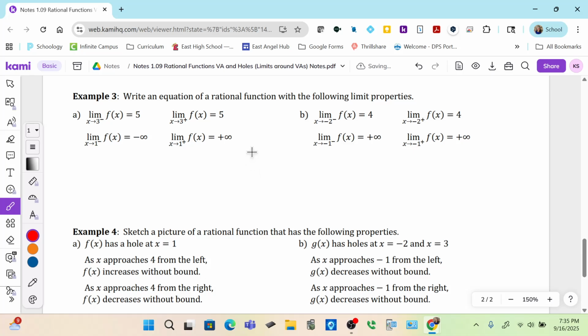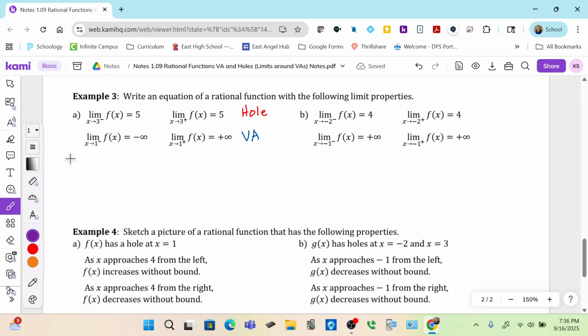So I'm going to write an equation of a rational function with the following limit properties. So our first limit statements, you'll notice, are as x approaches 3 from the left, 3 from the right. They have the same value. So that tells me I have a hole at x equals 3. The two statements below, as I approach 1 from the left and 1 from the right, are approaching negative infinity and positive infinity. So that's telling me that I have a vertical asymptote when x is 1.